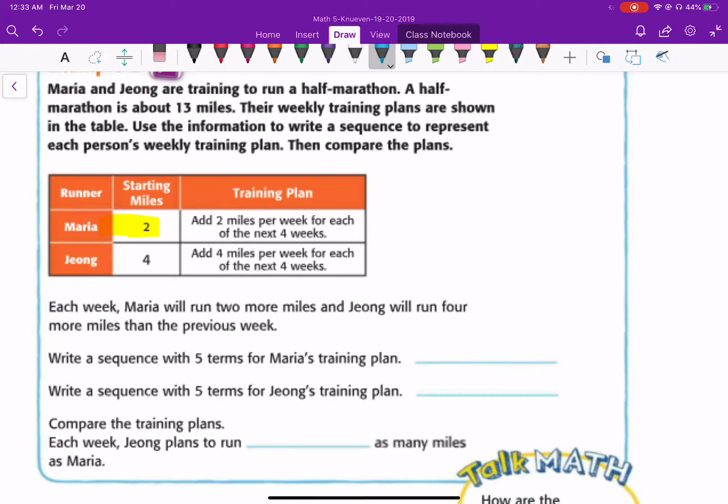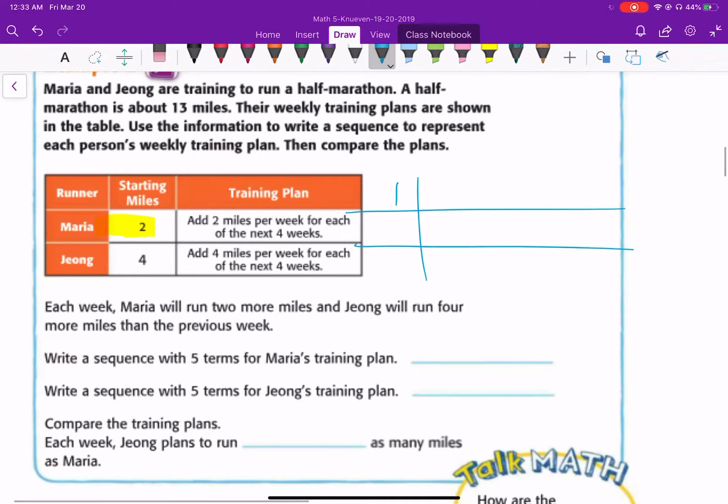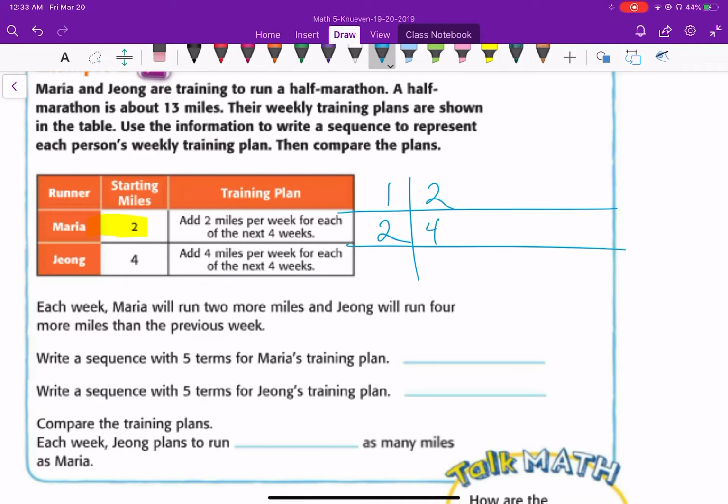So let's draw out a table. This is going to be a little bit more helpful here. For the first week, Maria is going to run 2 miles. Then in the second week, she's going to run two more, so she's run 4. In the third week, she's going to run two more on top of that, so that's 6. The fourth week, she's going to run 8 miles. And for the fifth week, she's going to have run 10 miles.